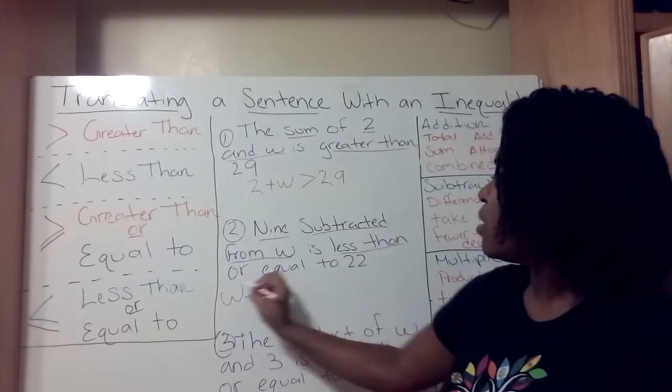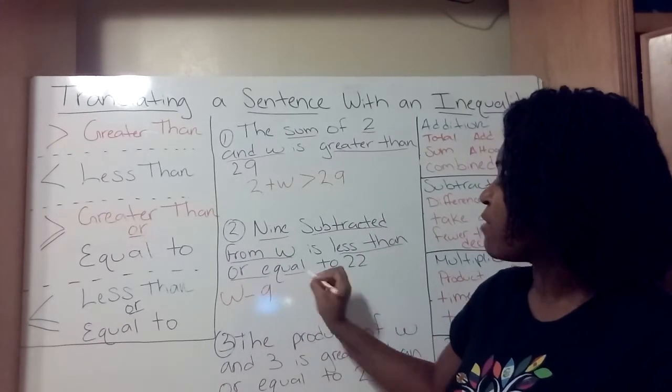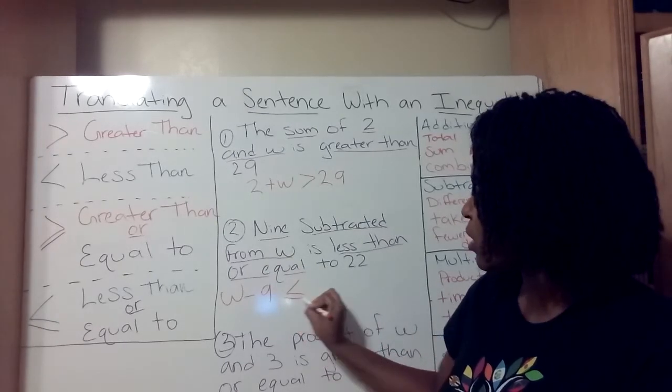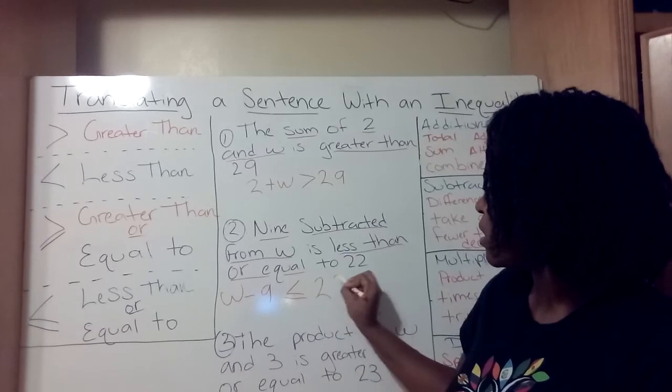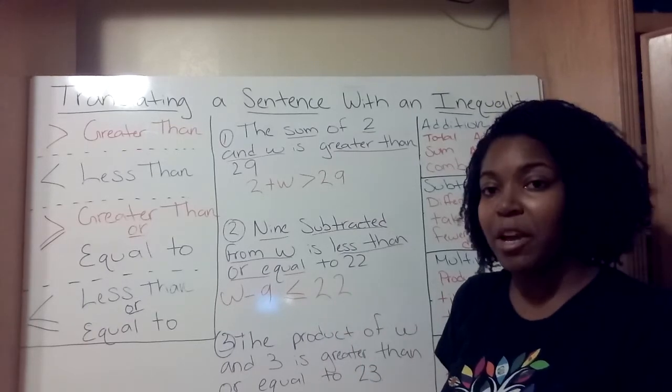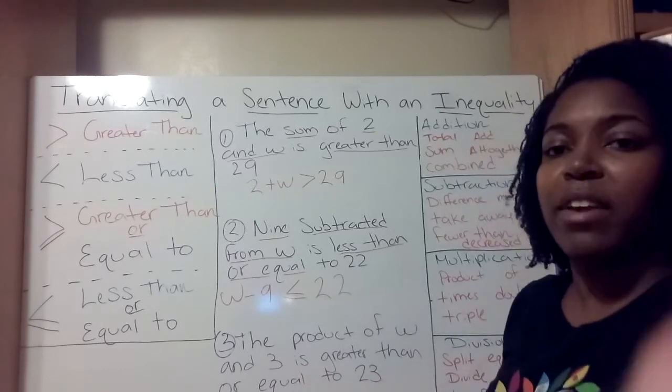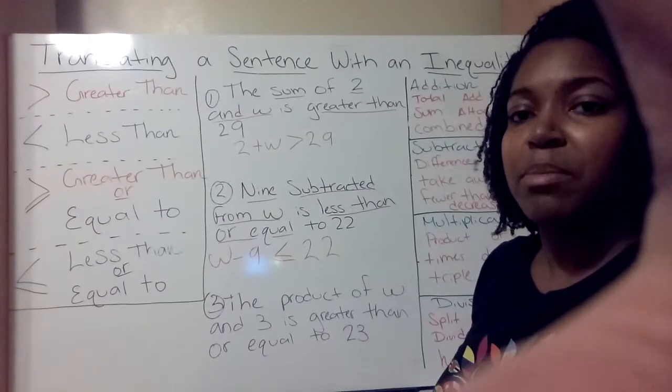Less than or equal to. So I know I'm going to have the one with the line underneath it. So less than or equal to 22. There we go. Now there's one down here that's a little lower. Let's see if I can adjust the camera a smidge.